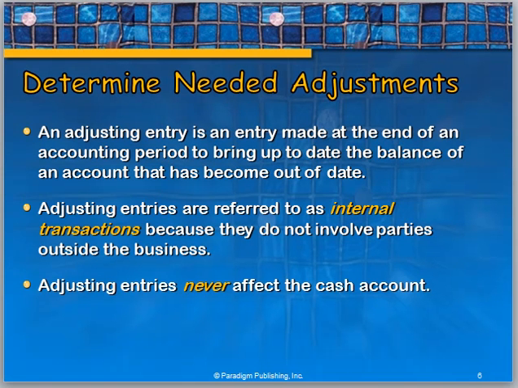An adjusting entry is an entry made at the end of an accounting period to bring an account balance up to date. Adjusting entries are needed because it's not practical or possible to account for the change in some accounts as the change occurs. For instance, supplies. They're used on a minute-by-minute basis.